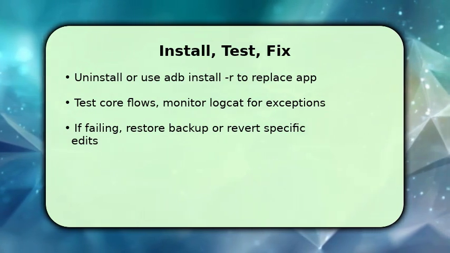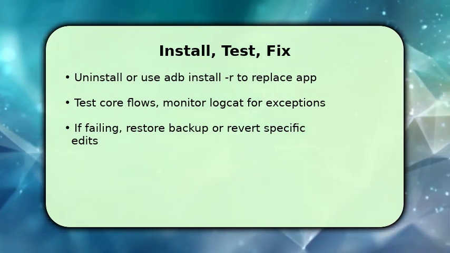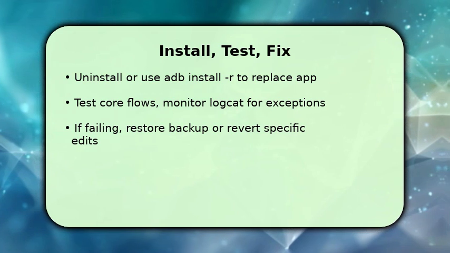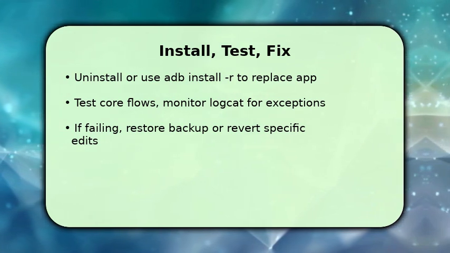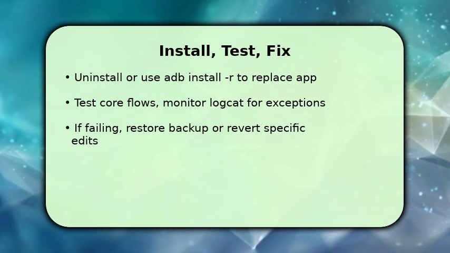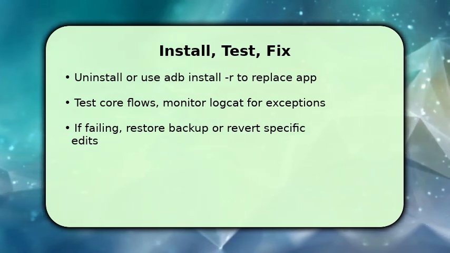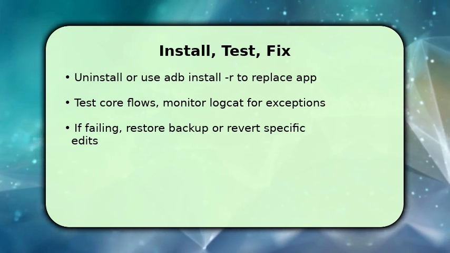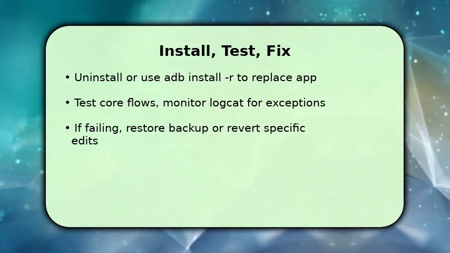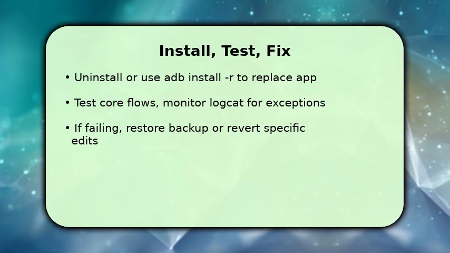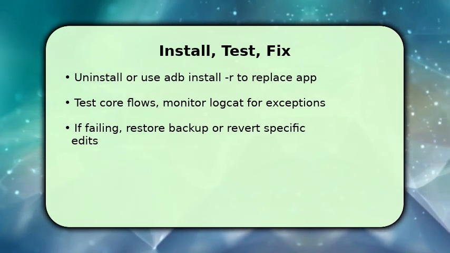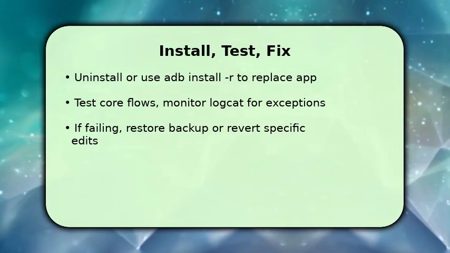Test all core flows, login, background tasks, permissions, and edge cases while watching Logcat for crashes and class not found or resource errors. If something breaks, revert the smallest recent change or restore the original APK from backup. This targeted rollback saves time. One key troubleshooting tip: signature mismatches or missing resources are the most common failure points.